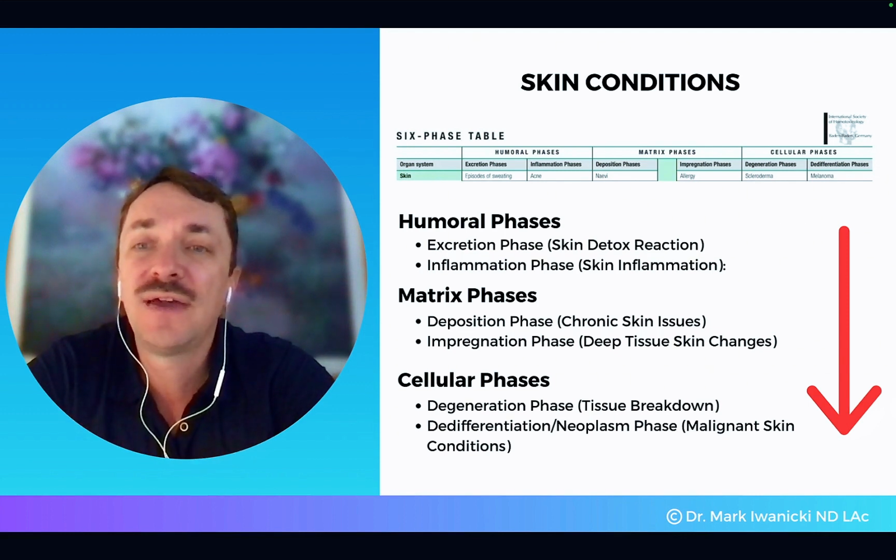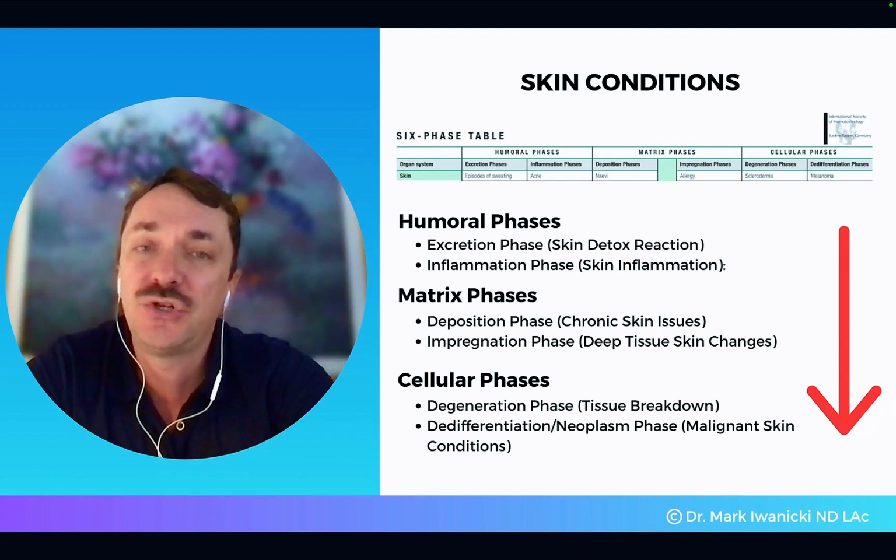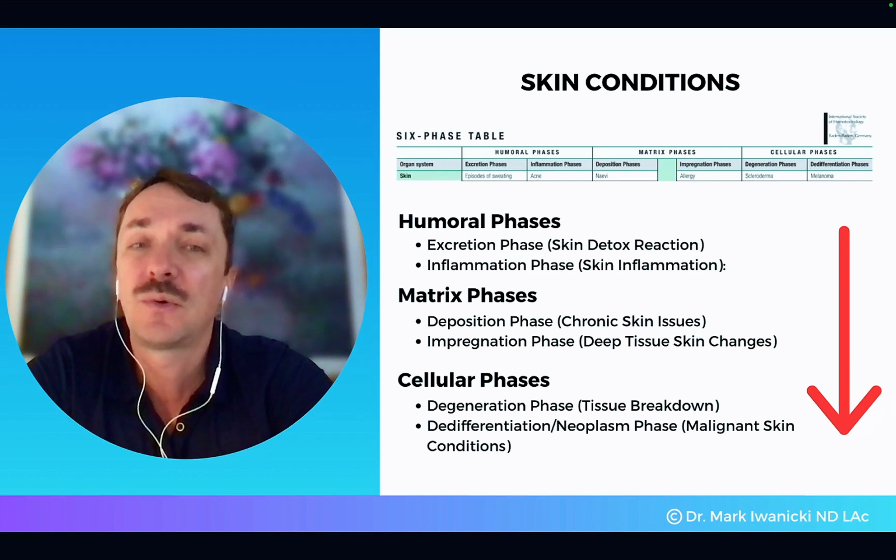In the matrix phase, we're getting deeper deposition and storage of toxicity within the matrix itself. So we have the deposition phase, which is characterized by chronic skin issues. Then we have the impregnation phase, where we're getting a solidification within this space, impregnation in this space. We have deep tissue skin changes that happen at this phase.